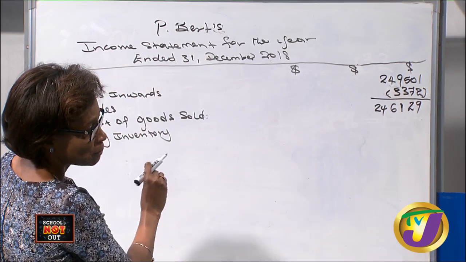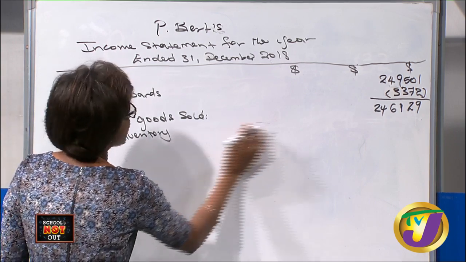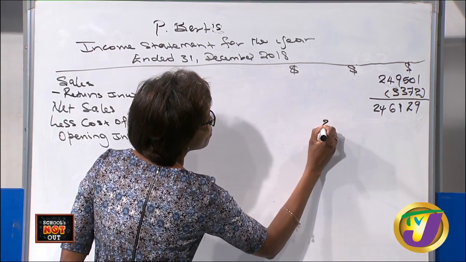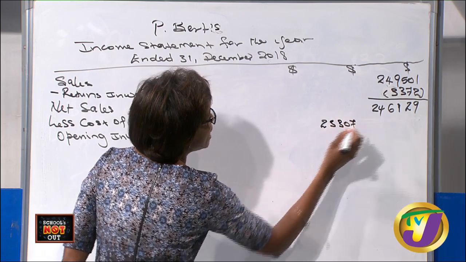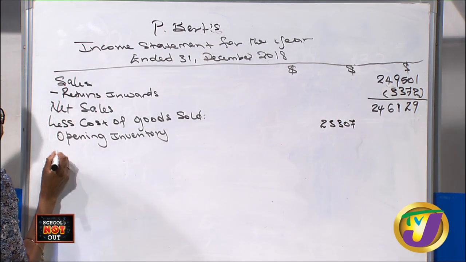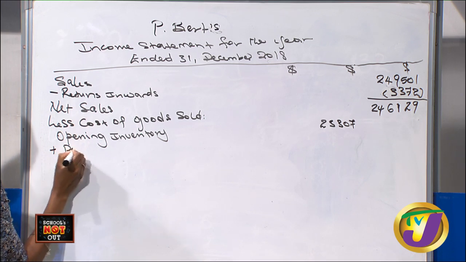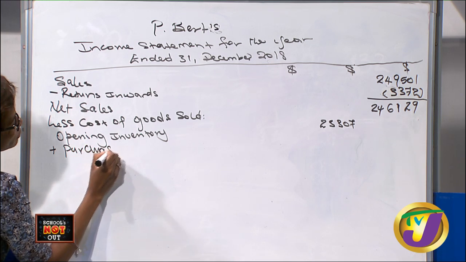All right, so it's our opening inventory, it's 23,307. So we put it here. And to that, we're going to add our purchases.